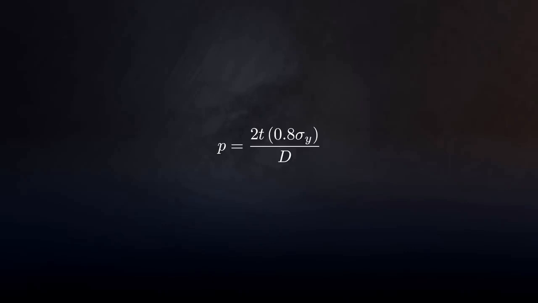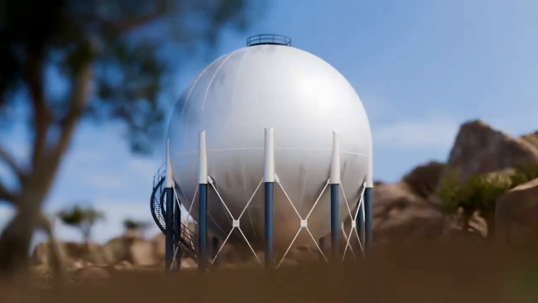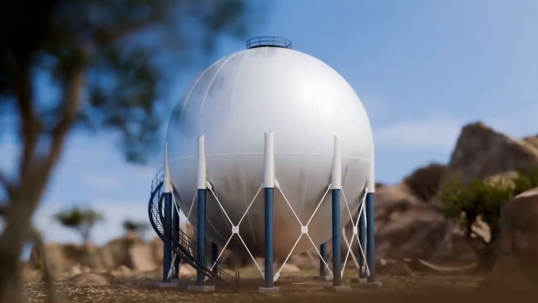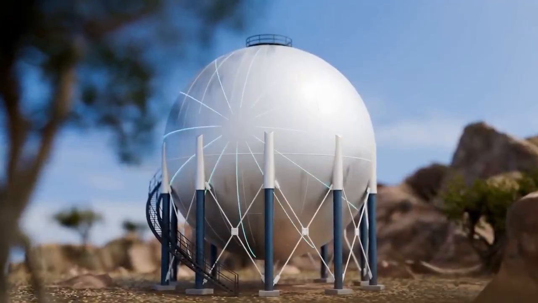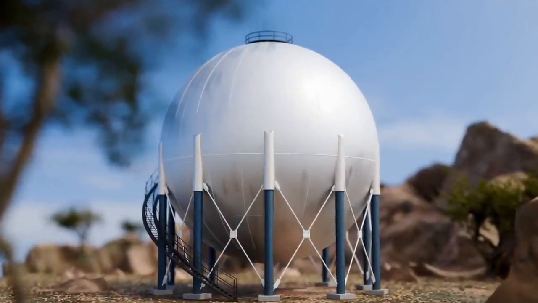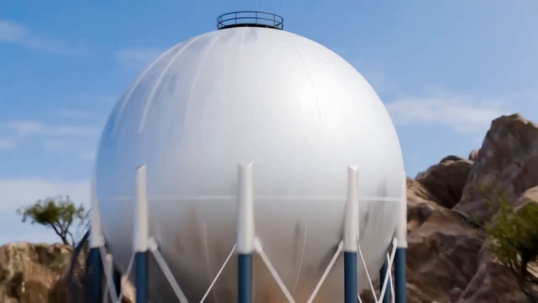So what about spherical pressure vessels? The curvature of a spherical vessel is the same in every direction. This means that, at any point in the vessel wall, the in-plane stress is the same in all directions, and there's no distinction between hoop and longitudinal stress like there is in cylindrical pressure vessels. This stress is equal to PD over 4T. This is the huge advantage of spherical pressure vessels.